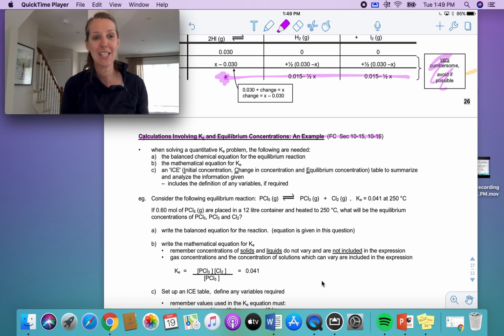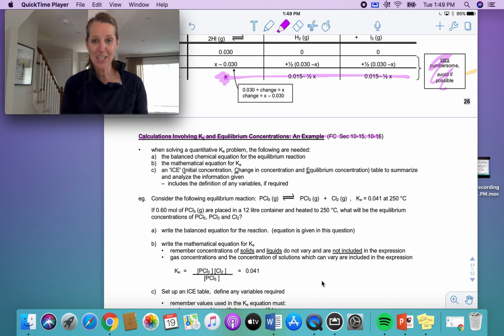So hopefully you did the last module and figured out how to create an ICE table, which is used to figure out concentrations of these different gases at equilibrium, okay? For this one, we are covering pages 25 to 34. There's a whole bunch of questions at the bottom of 34. But again, there's only a couple of questions as an example, and it's just practicing the ICE table.